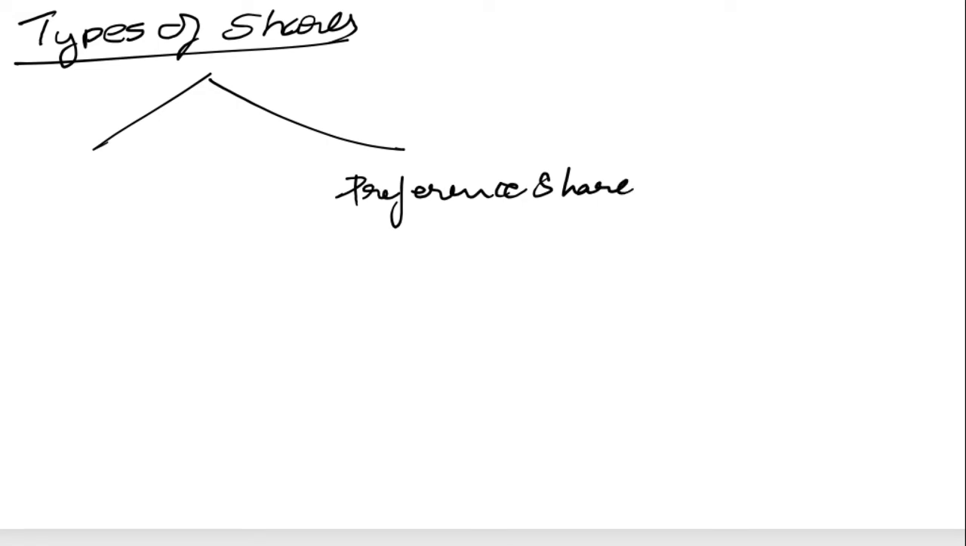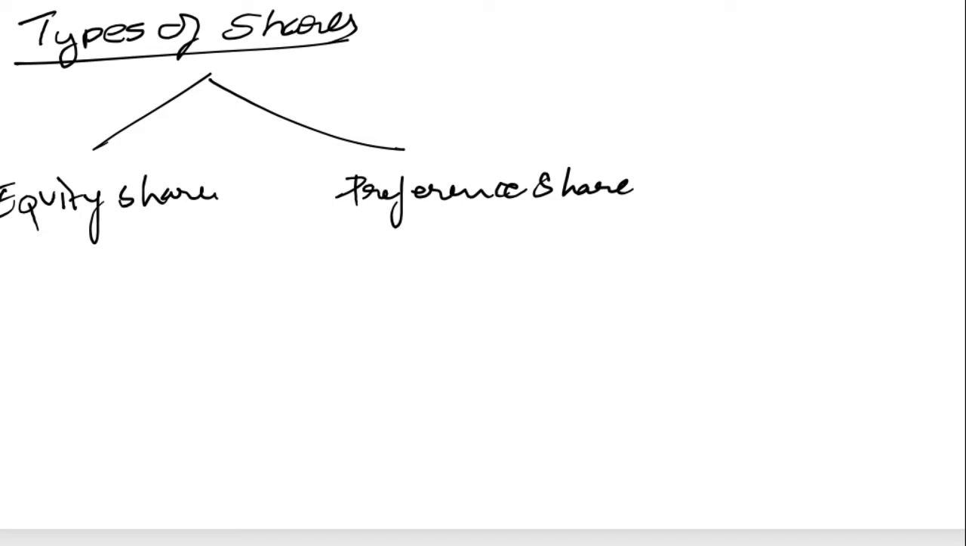So types of shares. What are the different types of shares? As per the Companies Act 2013, two types of shares can be issued: preference shares and equity shares. I hope you know about all those things.